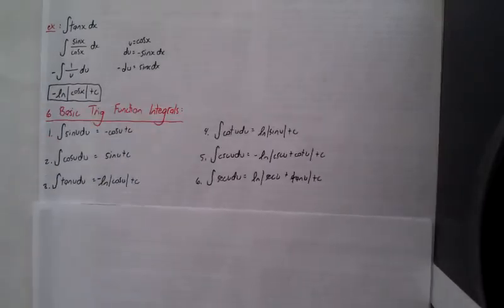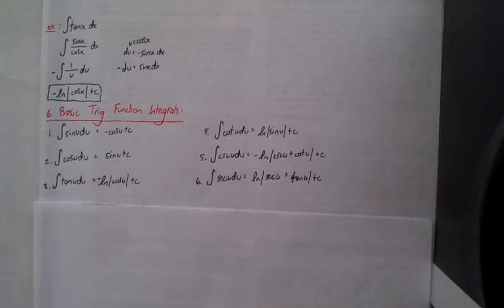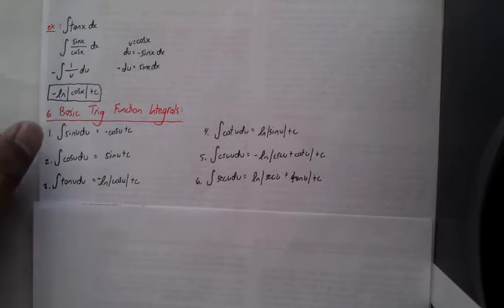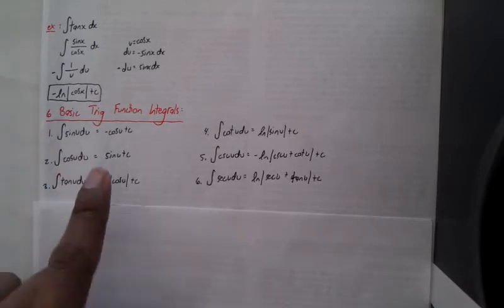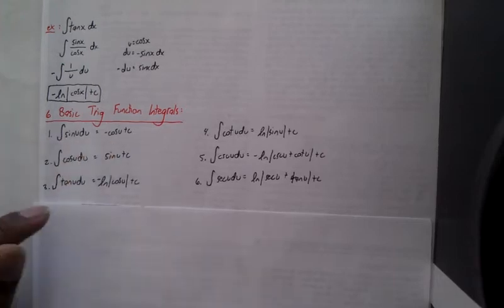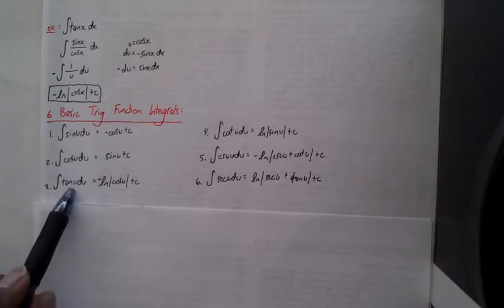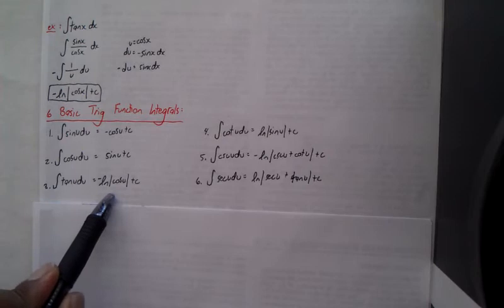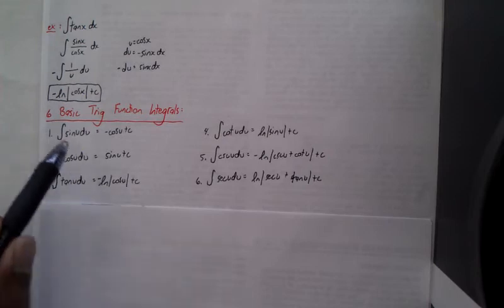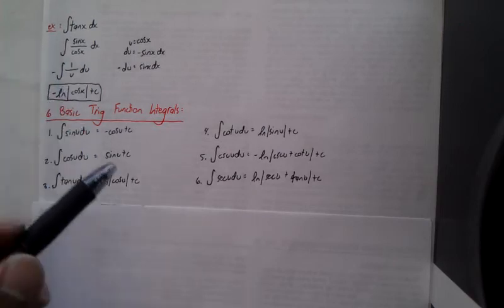Now with that example, I can lead into this next section where I pretty much just summarize the 6 basic trig function integrals. The integral of sine of u du is negative cosine of u. Integral of cosine of u is sine of u. Integral of tangent of u is negative natural log of the cosine of u. And you can see that we just proved that one in this second example right here.